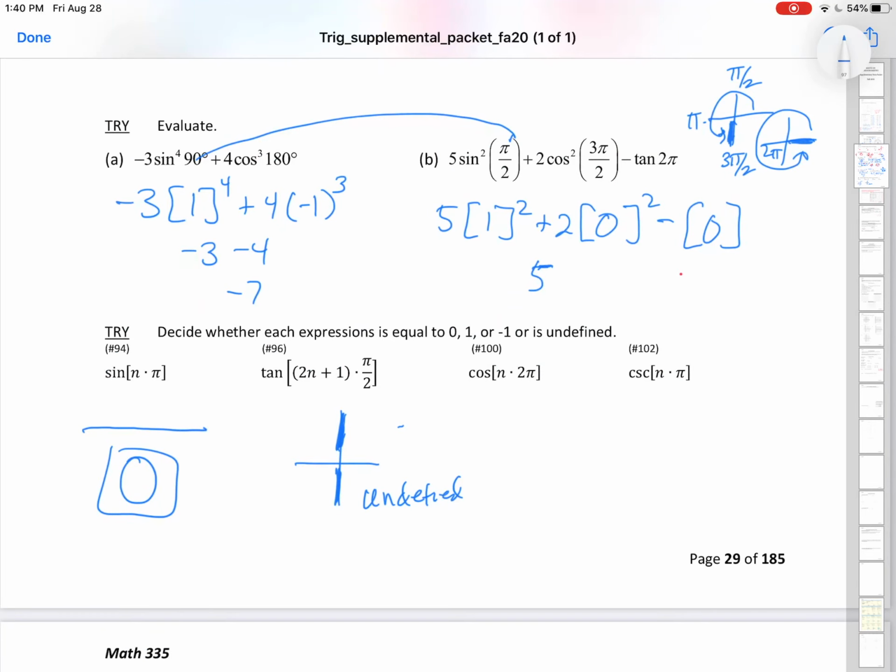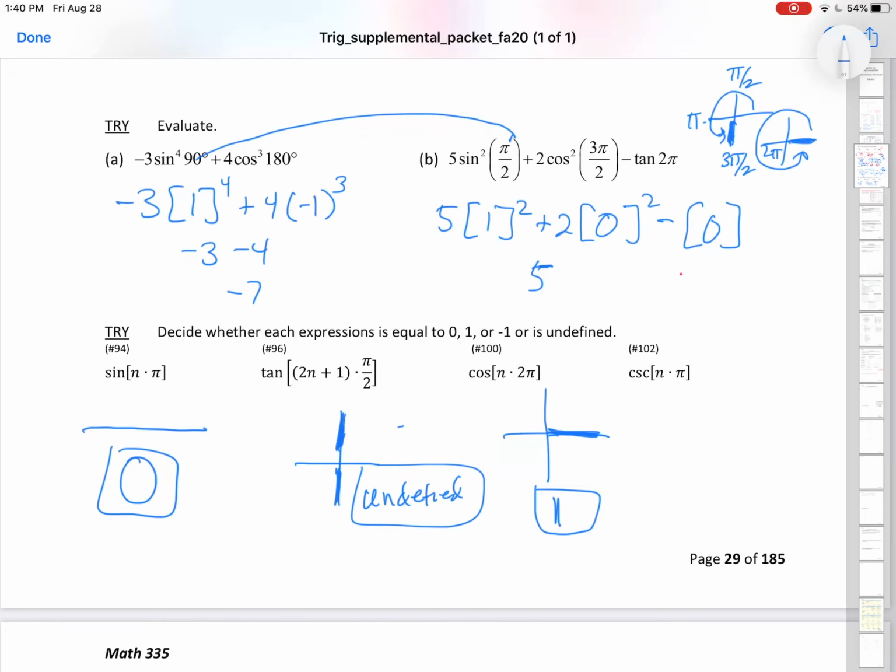How about cosine of even pi's? Right here. So that n times 2 is always going to be an even number of pi's. Even pi's always end up on the positive x-axis. Cosine corresponds to x, so it's going to be 1. And I'm just trying to get you the thought process here.